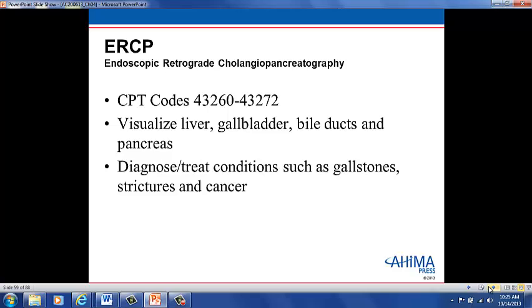ERCP. It's a procedure that is used to diagnose conditions in the liver, gallbladder, bile ducts, and pancreas. The liver is a large organ that makes liquid bile that helps with digestion. The gallbladder is a small pear-shaped organ that stores bile until it's needed for digestion. The bile ducts are tubes that carry the bile from the liver to the gallbladder and small intestine. These ducts are sometimes called the biliary tree. The pancreas is a large gland that produces chemicals that help with digestion and hormones such as insulin.